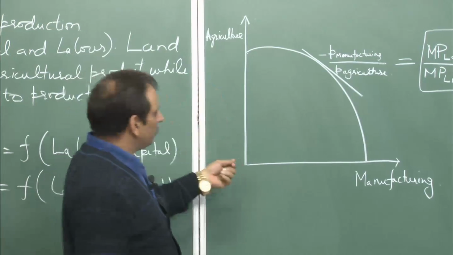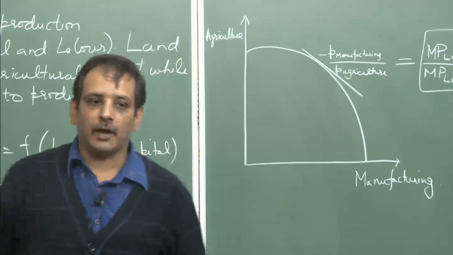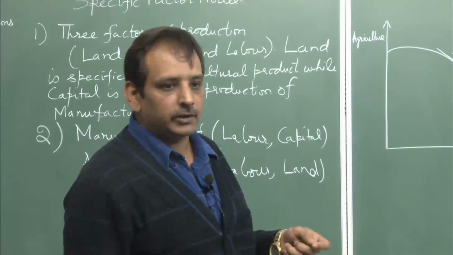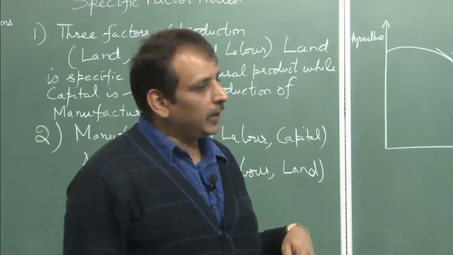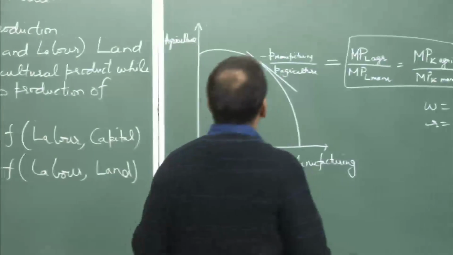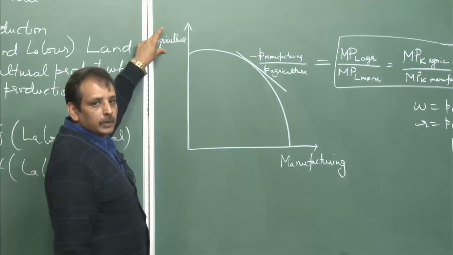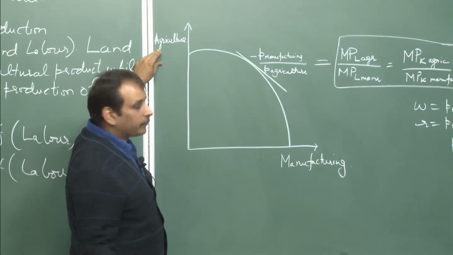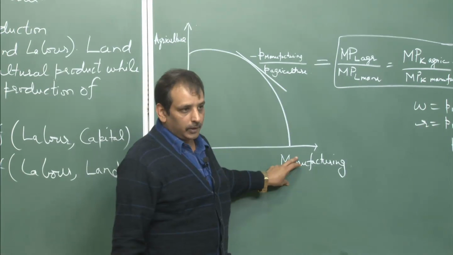Now see what happens if you increase the production of manufacturing. Capital is specific to manufacturing, but if you require more production of manufacturing, you would require more labor, right. But more labor will only come if the production of agriculture goes down. So you see labor moving from the agricultural sector to the manufacturing sector, right.